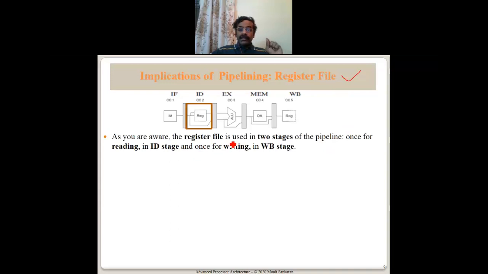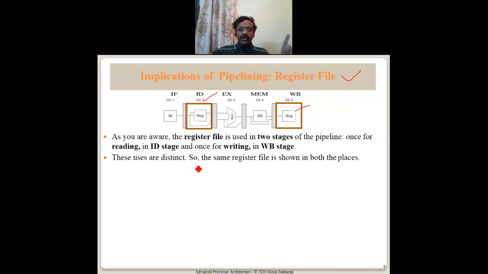As you are aware, the register file is used in two stages. This is what I am explaining to you again. These uses are distinct, so the same register file is shown in both places. Though we are showing two different places, it is all accessed during the same cycle.